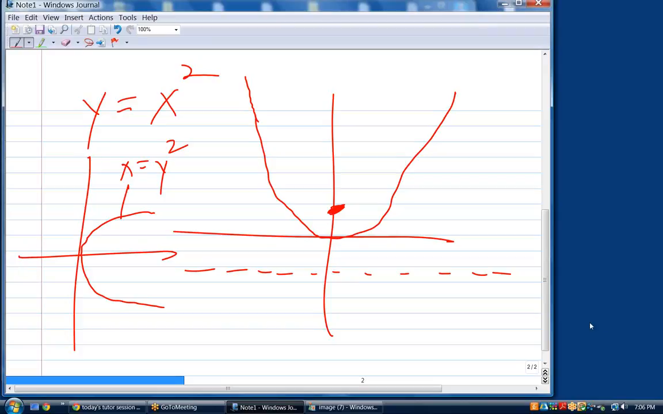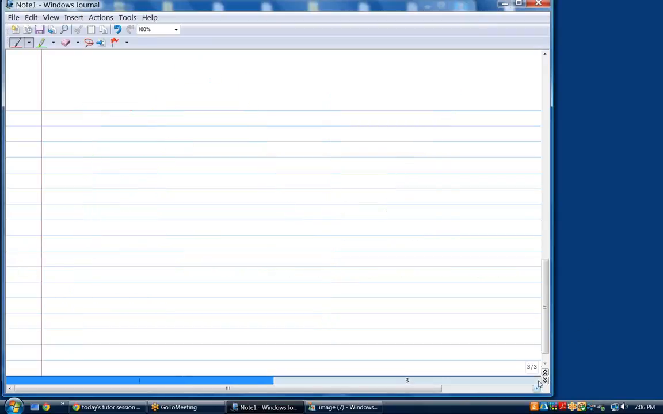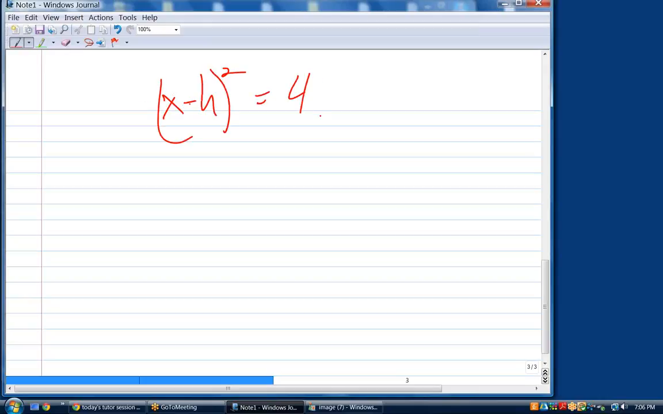Okay. So, let me ask you, what is the standard format that they have given you? Because different school systems use different formats. Ours is x minus h squared equals 4p times y minus k. Okay, good.